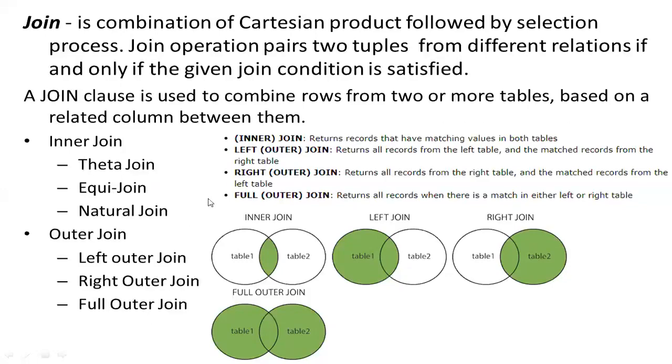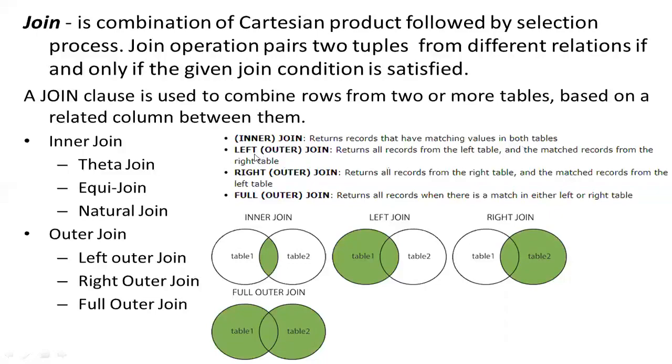To understand in brief what inner join and outer join are, we'll see this. Inner join returns records that have matching values in both tables. Based on the condition, we are going to elaborate what theta join, EQ join, and natural join are. But in all the joins, if the condition is matching, then you take all the values. Based on the condition, if it is matching, you retrieve the records from both tables. That is the inner join in a brief sense.